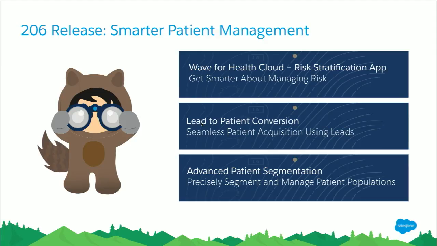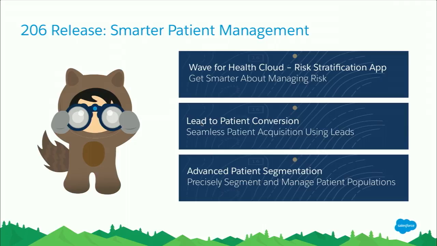So let's get to it. In Spring 17, we had three areas of focus. We built an out-of-the-box risk stratification application that you can view through our Wave Analytics Cloud. Second, we built lead-to-patient conversion. This allows you to seamlessly convert patients that you've acquired in Sales Cloud or Service Cloud and exist as leads to patients in Health Cloud.